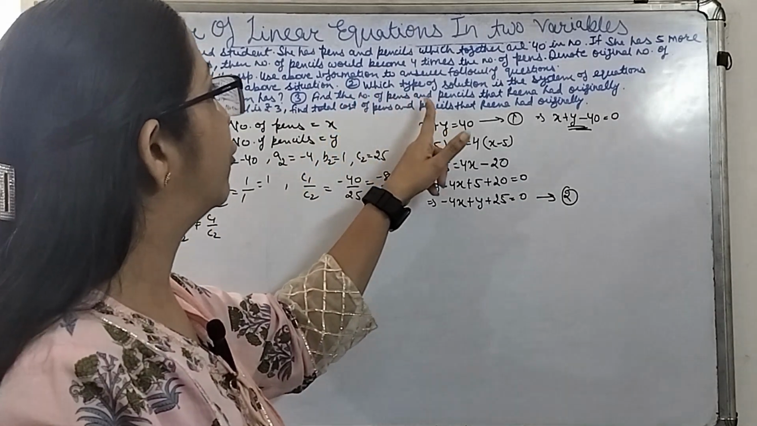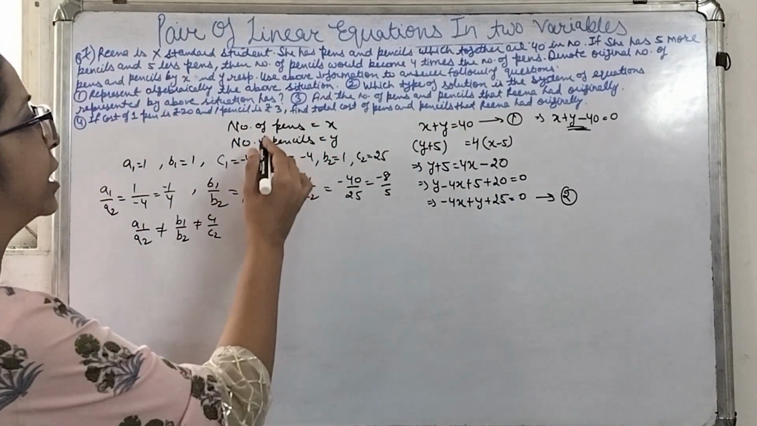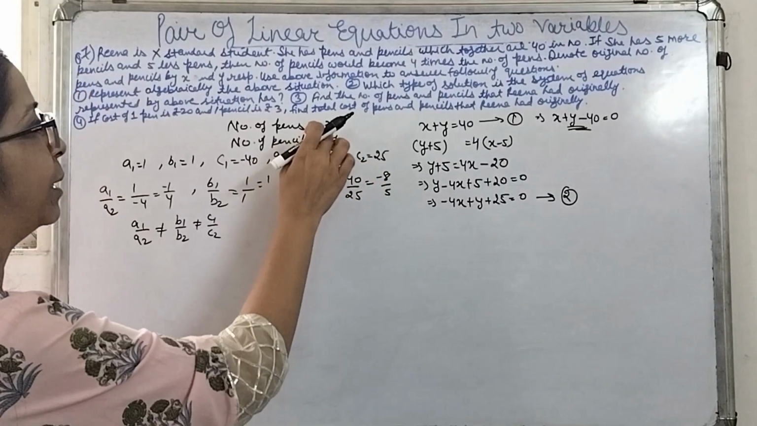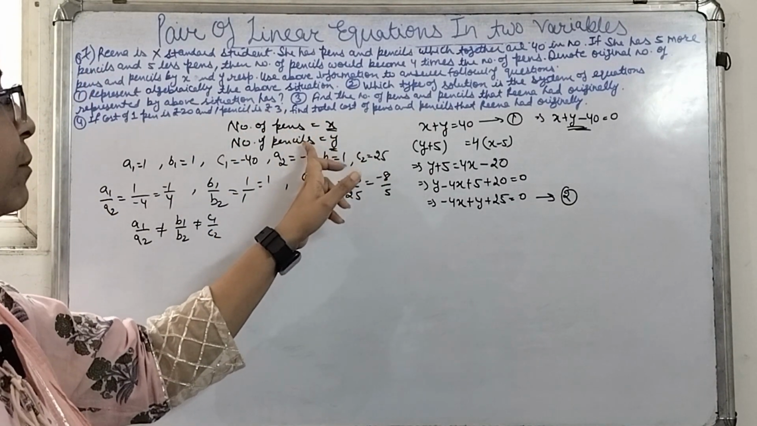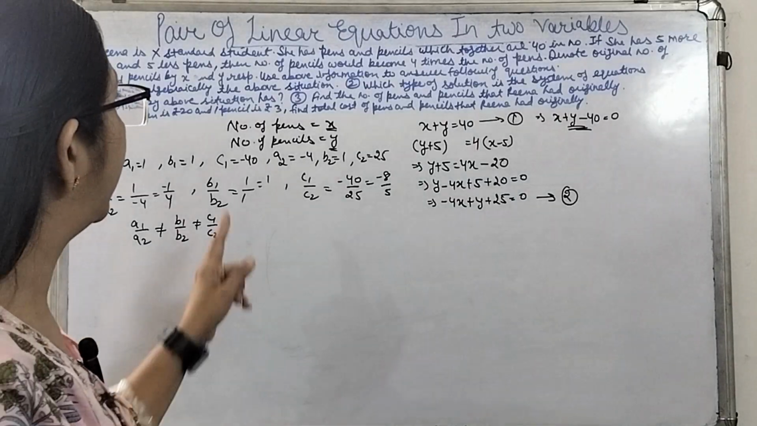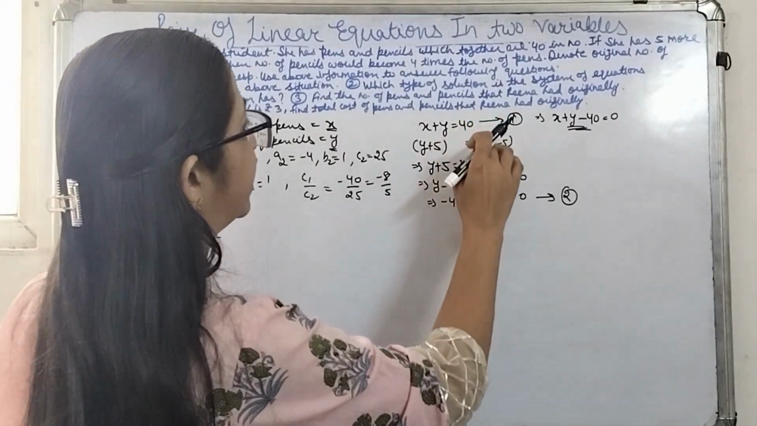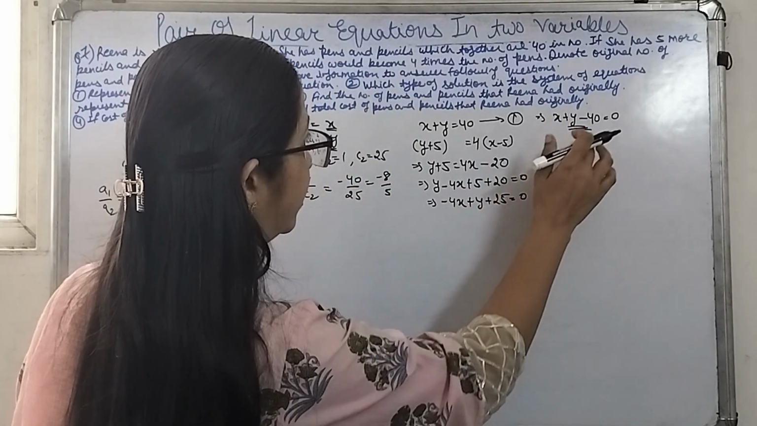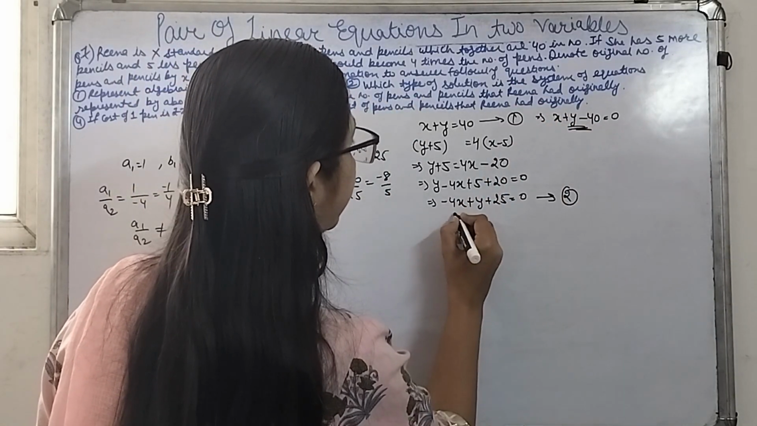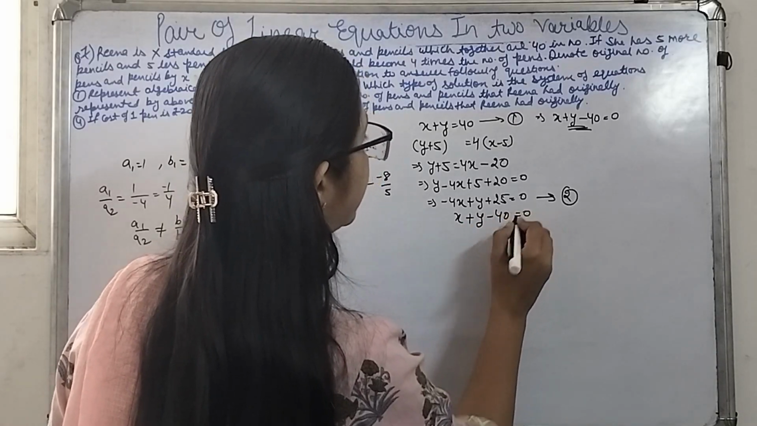Now find the number of pens and pencils that Reena had originally. Originally she had x and y. Number of pens were x and number of pencils were y. So we have to find the value of x and y. If we solve these equations, suppose we have taken this equation and this equation. I am taking x plus y minus 40 equivalent to 0.